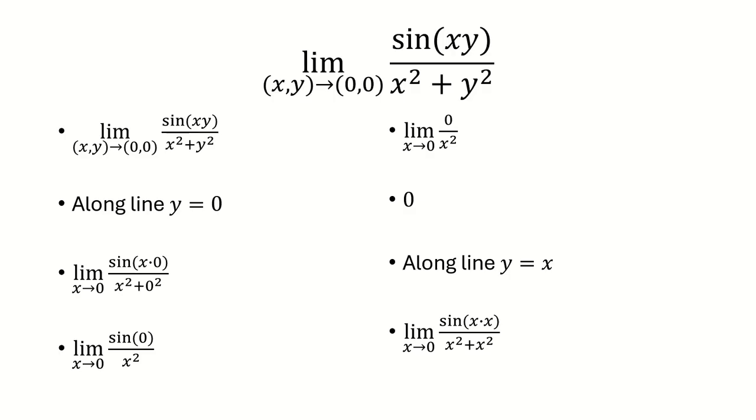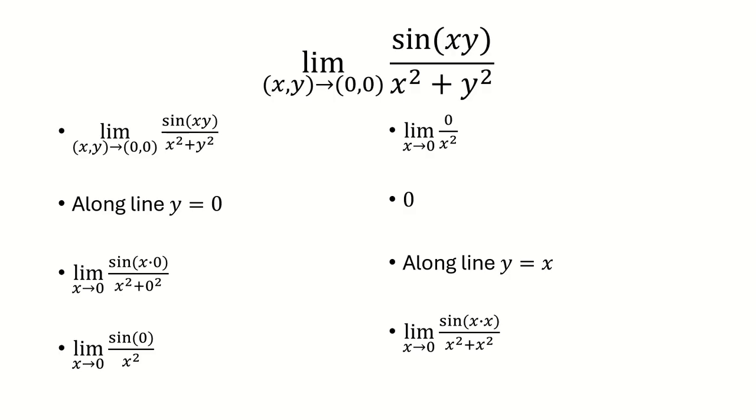So when y is 0, we'll reduce this to just taking the limit as x approaches 0, and then we'll replace every y with 0. So that's sine of x times 0 all over x squared plus 0 squared. So x times 0 is 0, so sine of 0 over x squared. Sine of 0 is just 0, and 0 divided by x squared is 0, so the limit is going to be 0.